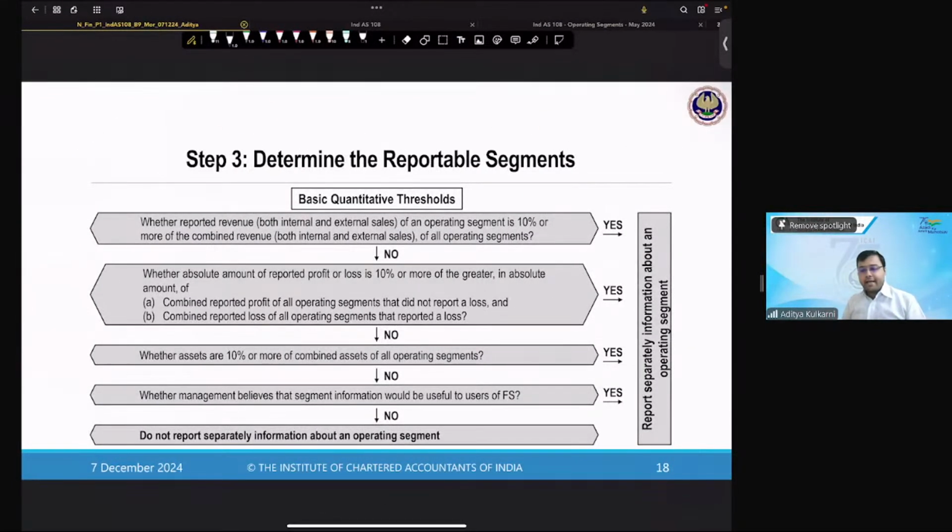So we take a break now. We shall resume by 9:05. Step 3, determination of reportable segments. So we take a break now and then let us continue.